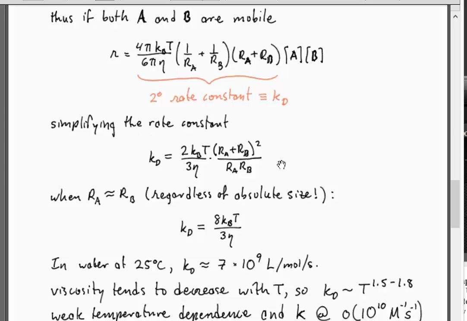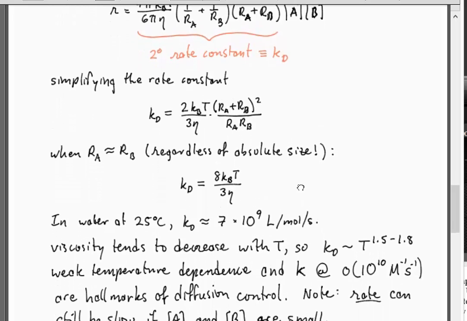So the diffusion controlled rate constant now is given by the same prefactor divided by two factors of the radius down here, Ra and Rb. Now, when Ra and Rb are about the same size, regardless of their absolute sizes, this could be particles as small as a single small molecule and all the way up to the size of something like a colloidal particle, then you have that the diffusion controlled rate constant is just this famous result by Smoluchowski, 8 kT over 3 times the viscosity. Now, how big is that number?